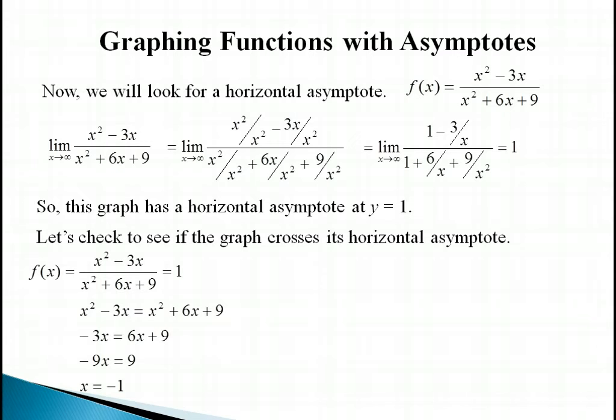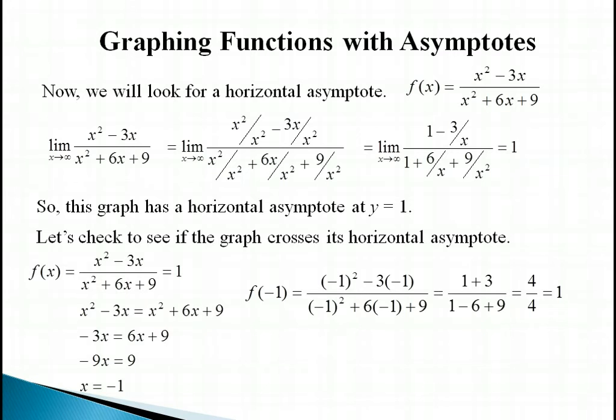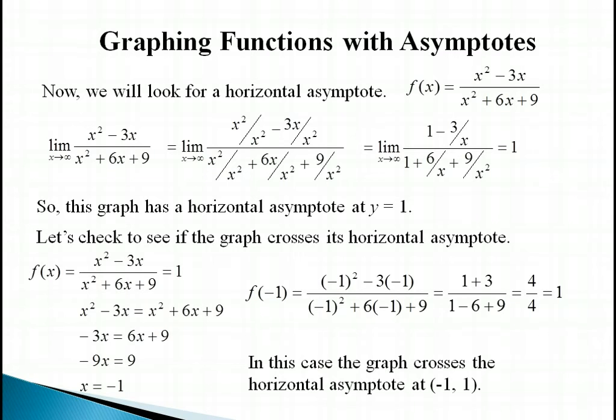You should see quickly that the x squareds are canceling out. Then we're going to bring our 6x over to the other side with a negative 3 and divide by negative 9. So I do get a solution here. At x equal negative 1, the output is 1. So I have the ordered pair negative 1, 1 on my graph. You can verify that by plugging in the negative 1 if you need to. So in this case, the graph crosses the horizontal asymptote at negative 1, 1.